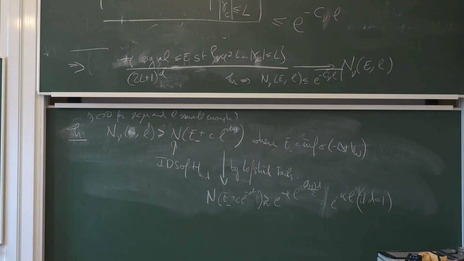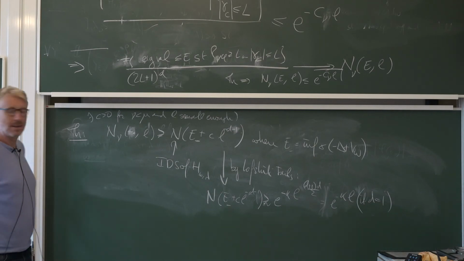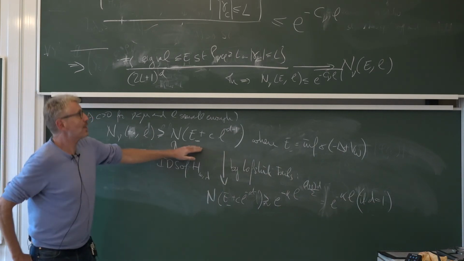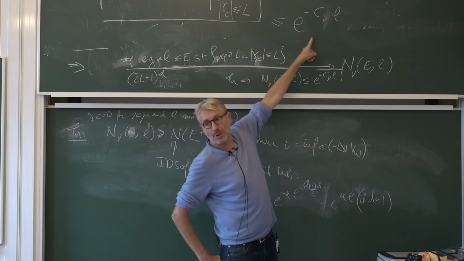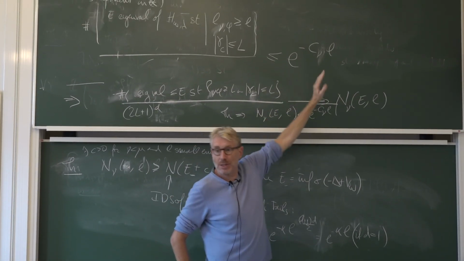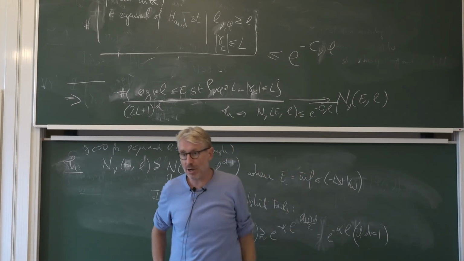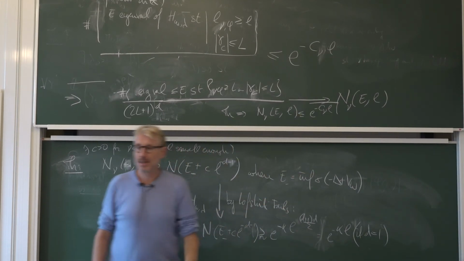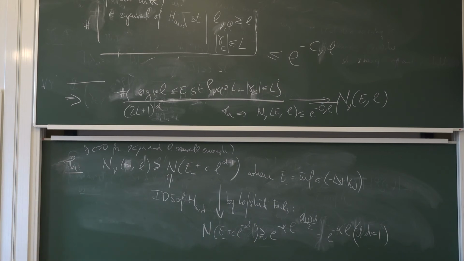So when L goes larger, the right-hand side goes to 0. This goes to 0, exactly, just like here. When L grows large, this goes to 0, exponentially. I want to see whether this bound has a chance of being sharp. In 1D it is. But okay, now a remark.